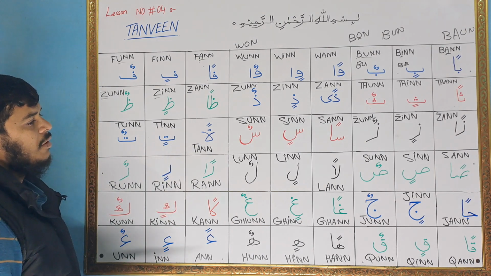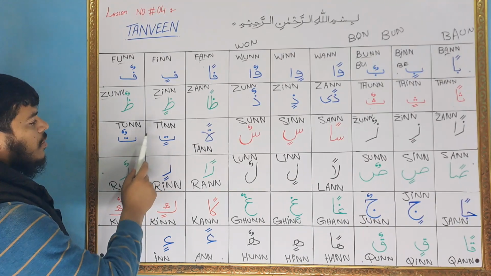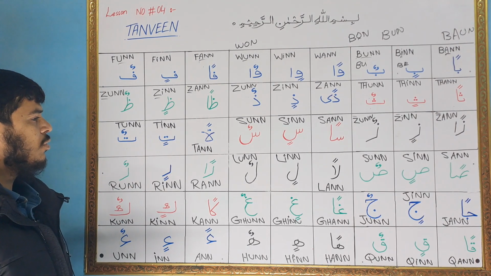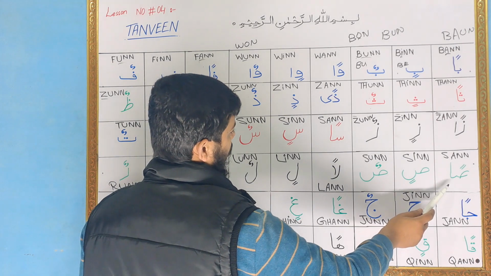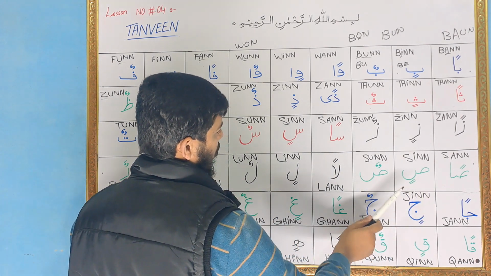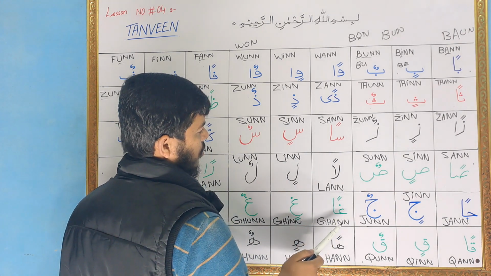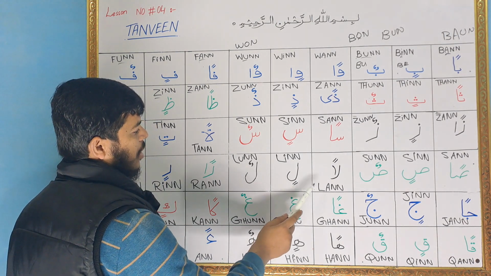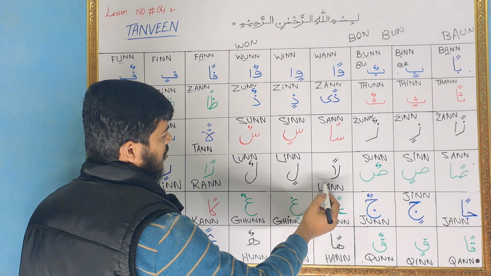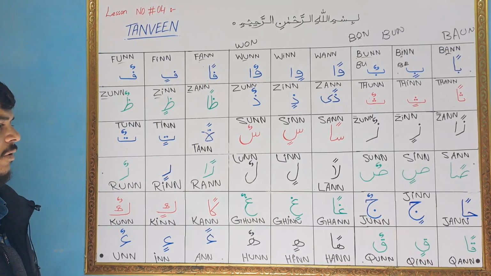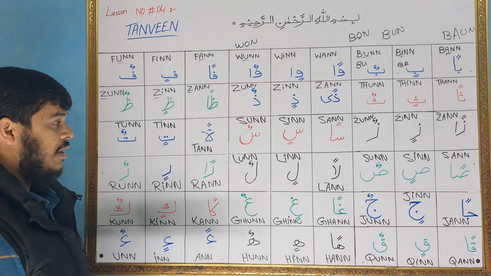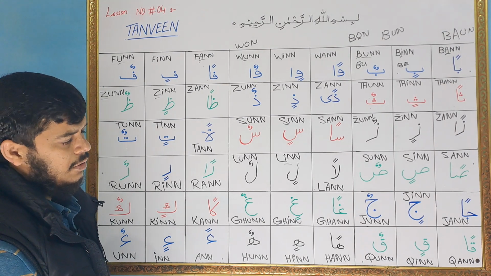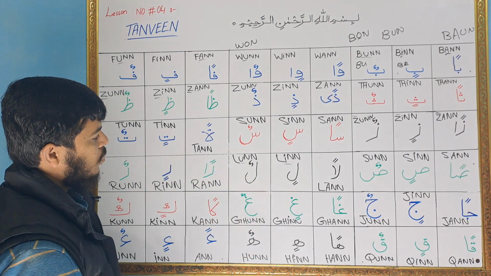Ta double Fathah, tan, ta double kasrah, tin, ta double Dhamma, tun. Next, sad double Fathah, san, sad double kasrah, sin, sad double Dhamma, sun. Lam double Fathah, lan. The spelling is more similar to the word lane, but we will remember it as lan. Lam double kasrah, lin, and lam double Dhamma, lun.